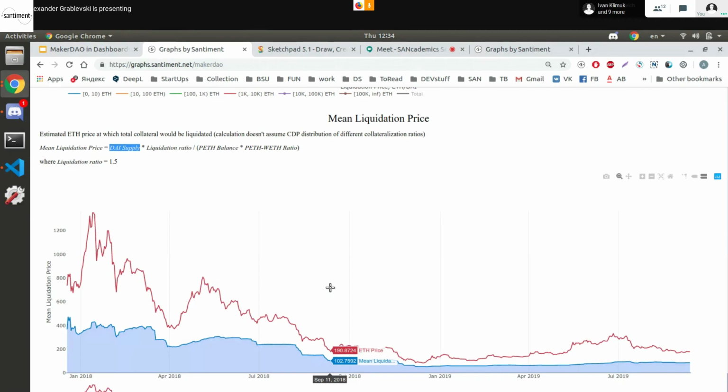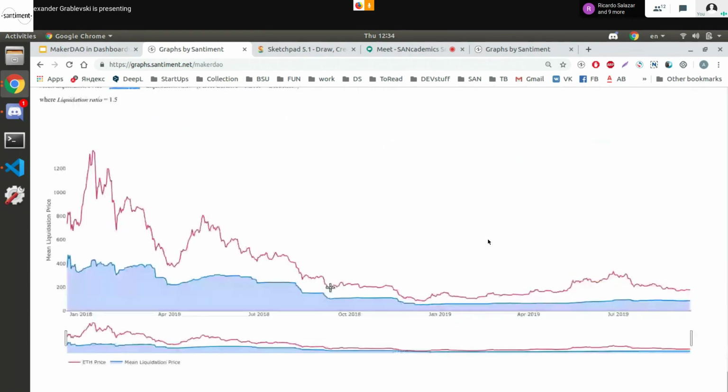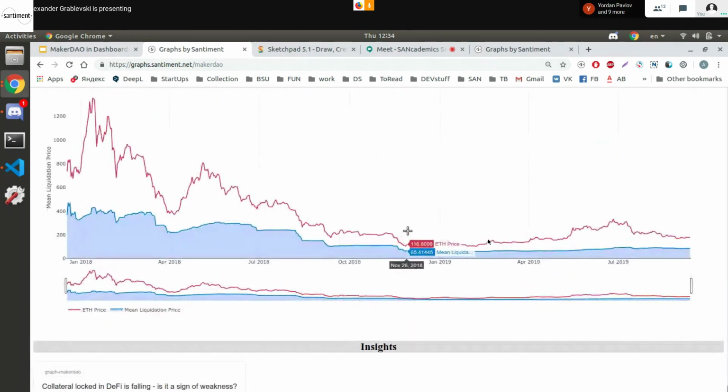So now I'm looking at Bitfinex, and, well, I don't know, I cannot say. I would kind of assume that in this period, at the end of 2018, the DAI price should have been lower than $1 to reflect this risk, because it's kind of risky.